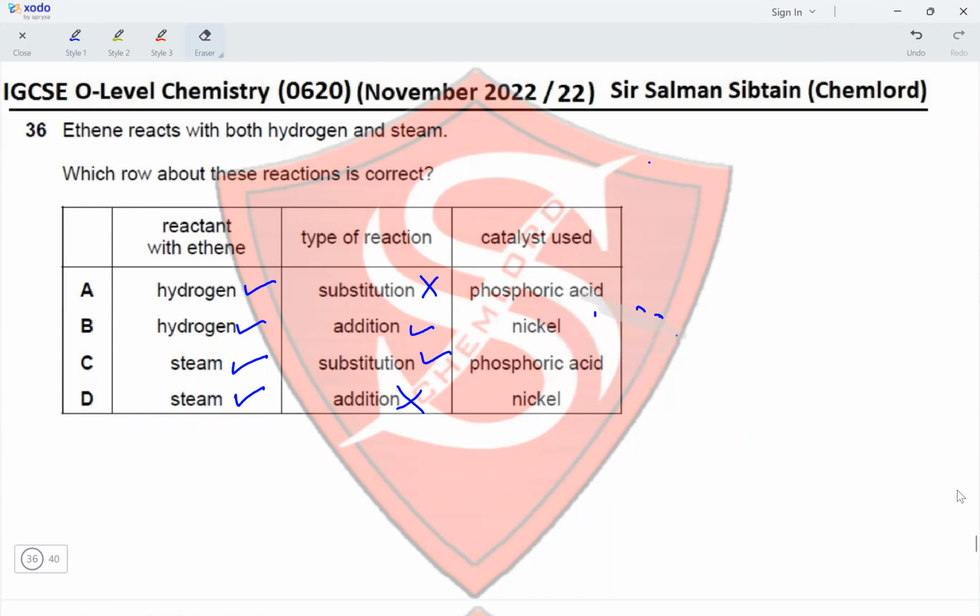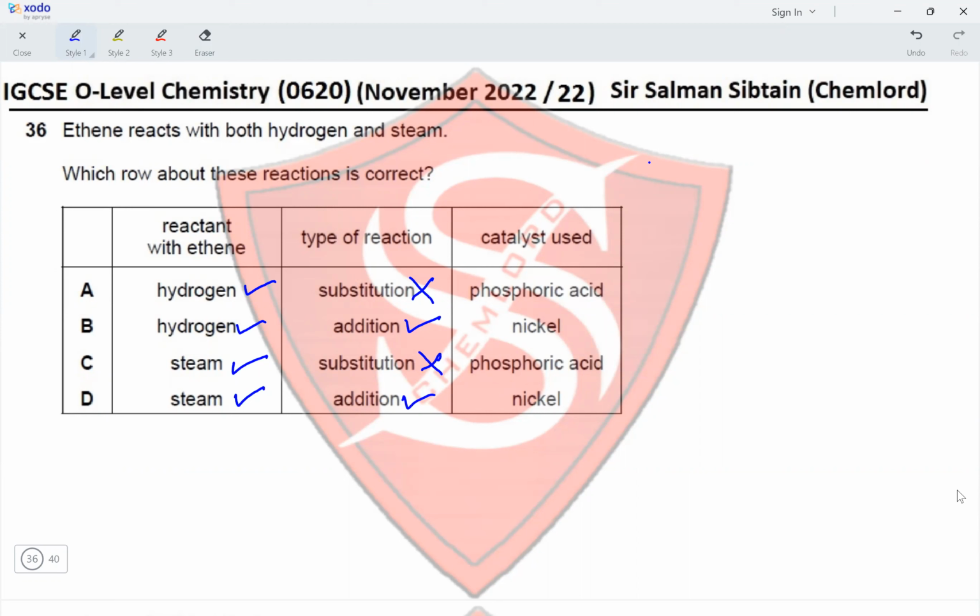Options A and D are incorrect because hydrogen does not undergo substitution, but steam does undergo addition. Both of these are addition reactions, not substitution reactions. So first of all, let's redo this. Hydrogen does not undergo substitution, steam does not undergo substitution. A and C have been eliminated. Okay. Hydrogen undergoes addition, steam undergoes addition. Yes. So B or D is the correct answer.